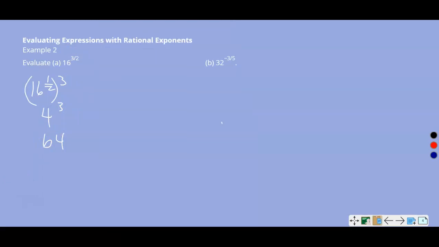B part says 32 raised to the negative 3/5 power. So the very first thing we need to do is rewrite this using the properties of exponents. 1 over 32 to the 3/5 power. All right, so that is equivalent to the 5th root of 32 cubed.